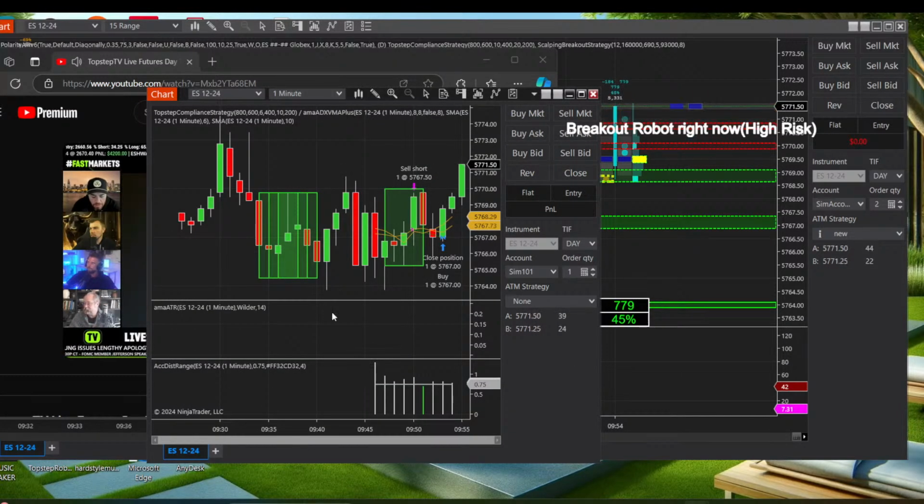So let's see if we come back up to these 130s and reject. If that's the case, I might be looking at a short here.